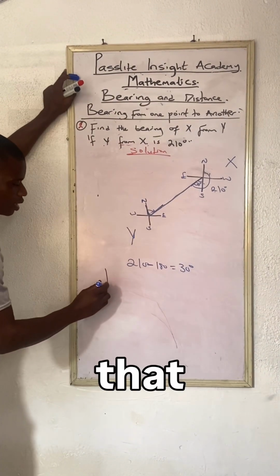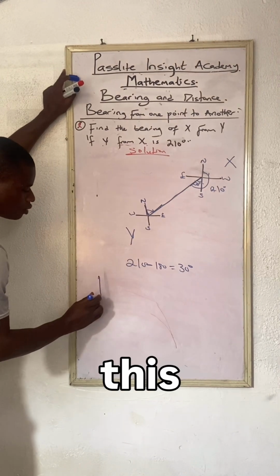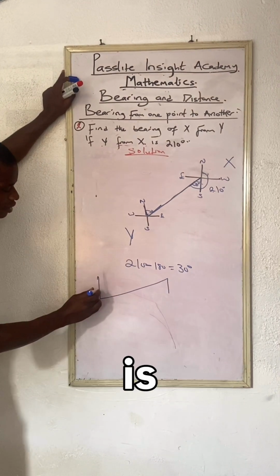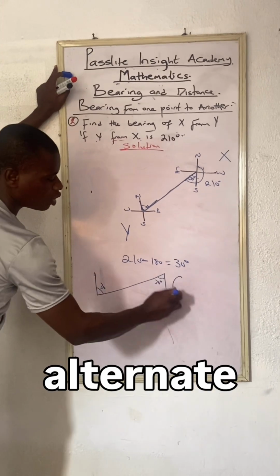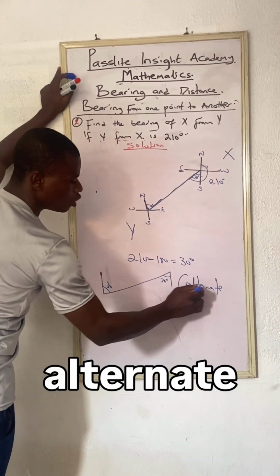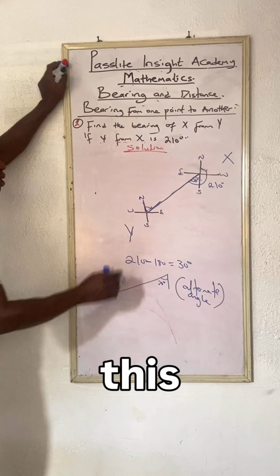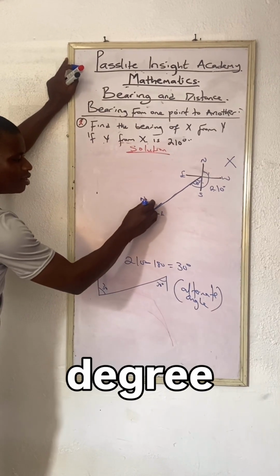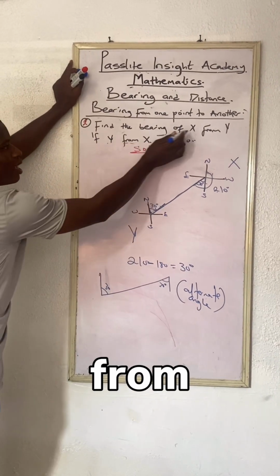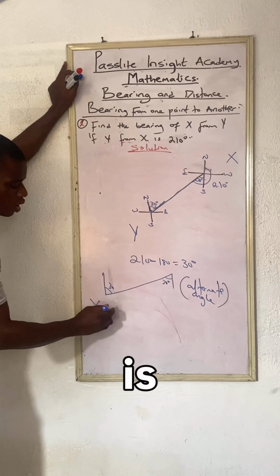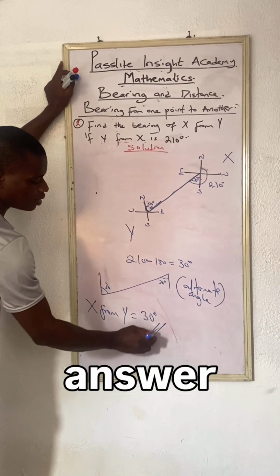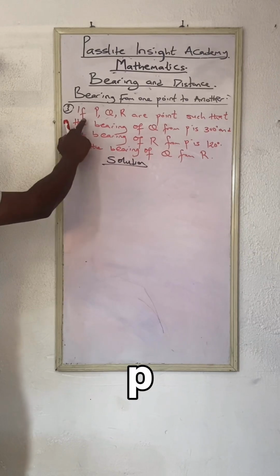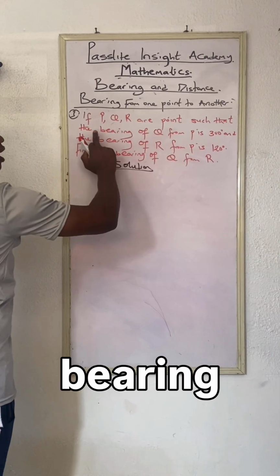So when you have something like that this way, you're having Z this way. Anything that is here is 30 degrees. This place too is 30 degrees. The reason is alternate angles are equal. So that means this particular point is 30 degrees. Then you can conclude now that S from Y is equal to 30 degrees. 30 degrees, final answer.